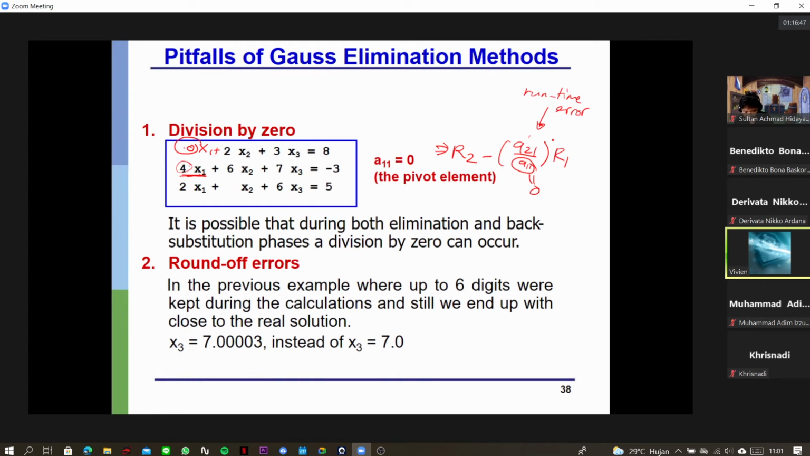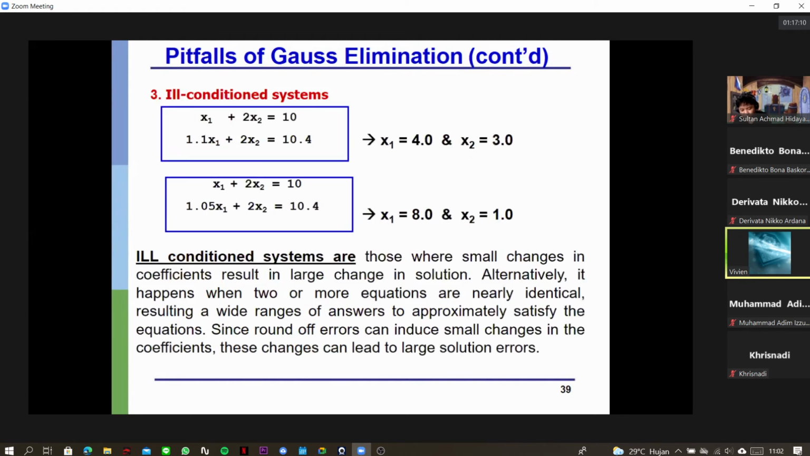Another problem is dealing with round-off error. In the previous example, we used up to 6 significant digits, so in that case we have a calculation which is close to the real solution. But what if we use fewer significant digits? That can be a problem as well, so the error will be quite large.